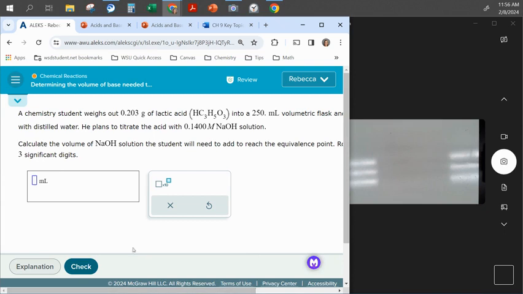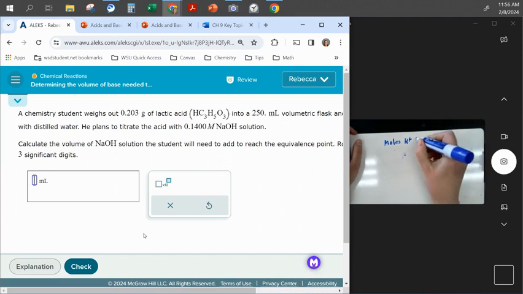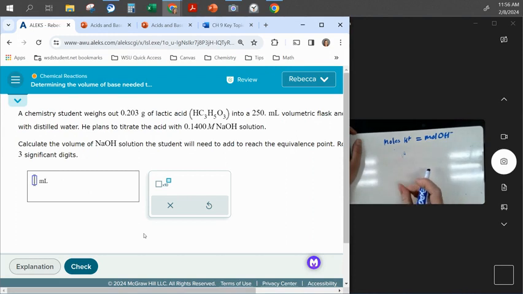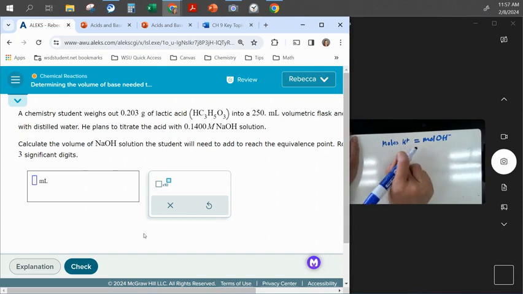Calculate the volume of NaOH solution the student will need to add to reach the equivalence point. So what we are doing is we want to get to a place where we have the same number of moles of acid, or H+, let's do that. We want the number of moles of H+ to equal the moles of OH. That's going to be the equivalence point when these are equal. And if these are equal, then we can use some equations that we've already learned.